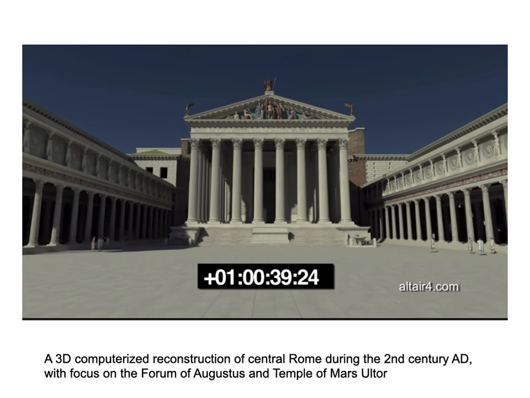The square in front of the Temple of Mars Ultor was a wide open space. This was another big difference in comparison to the Parthenon of Athens.